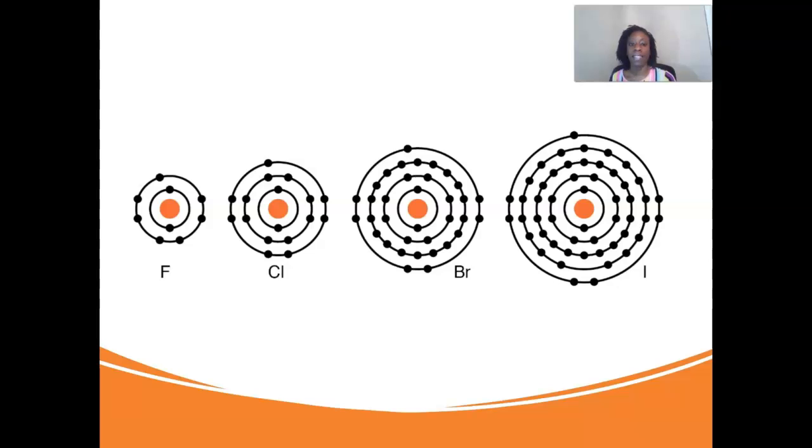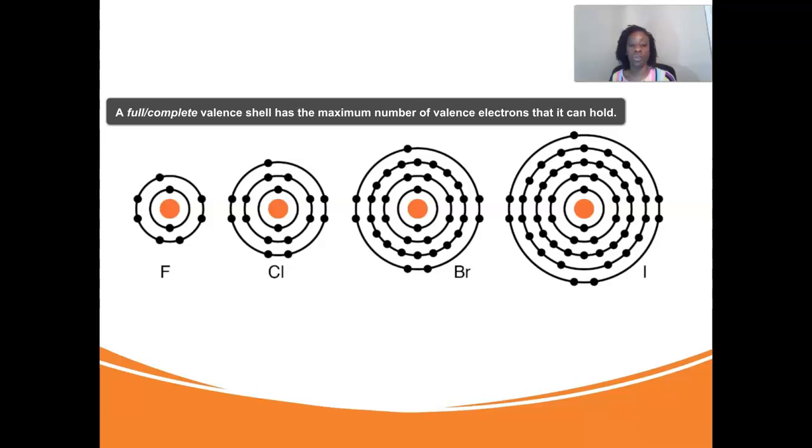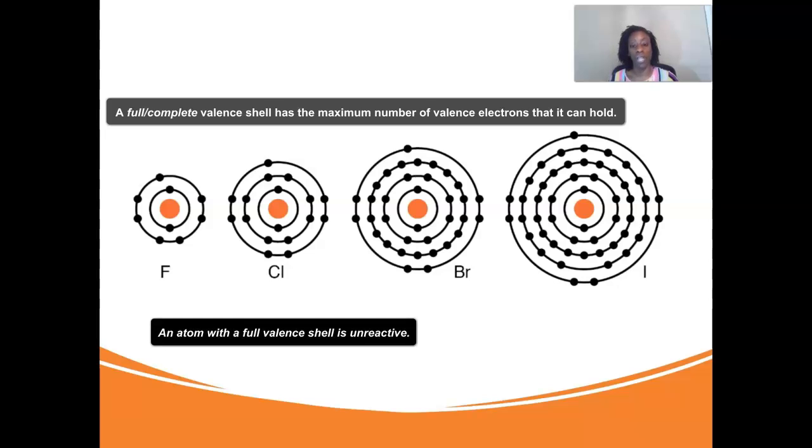When a valence shell has the maximum number of electrons in it, then that valence shell is full or completed. And at that point, the atom really has no incentive to release any electrons or take in any electrons. So it's not going to take part in any chemical reactions. So an atom with a full valence shell is considered unreactive or inert.